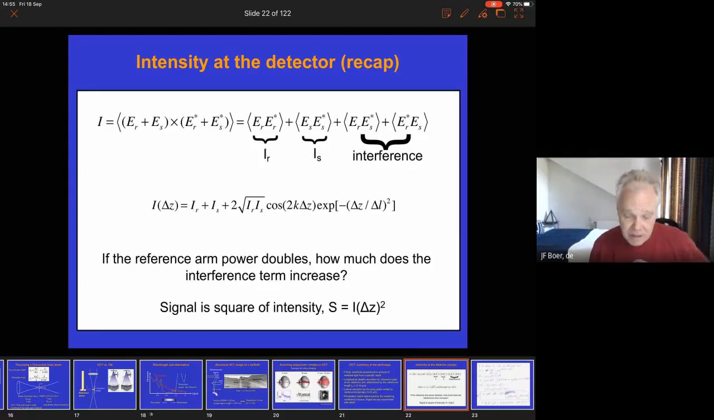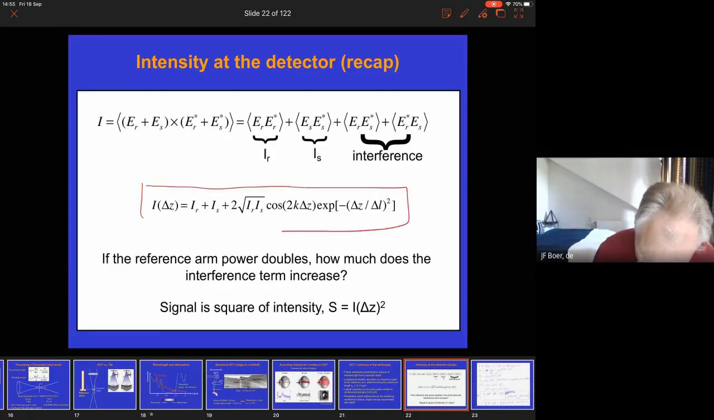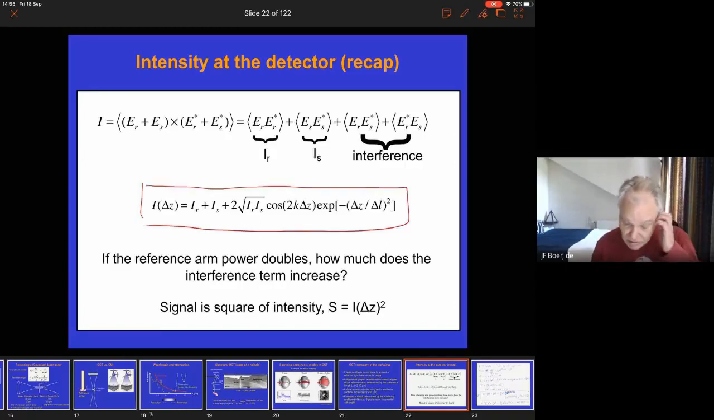I'm showing this equation one more time. So this is the equation that we derived. And we already answered the question of what happens if the reference arm power doubles. Now in OCT, this is our measured quantity, but in general what we do is we square it. So the signal that we get is the square of the intensity. If we talk about signal in OCT, it is in general defined as the square of that measured intensity.